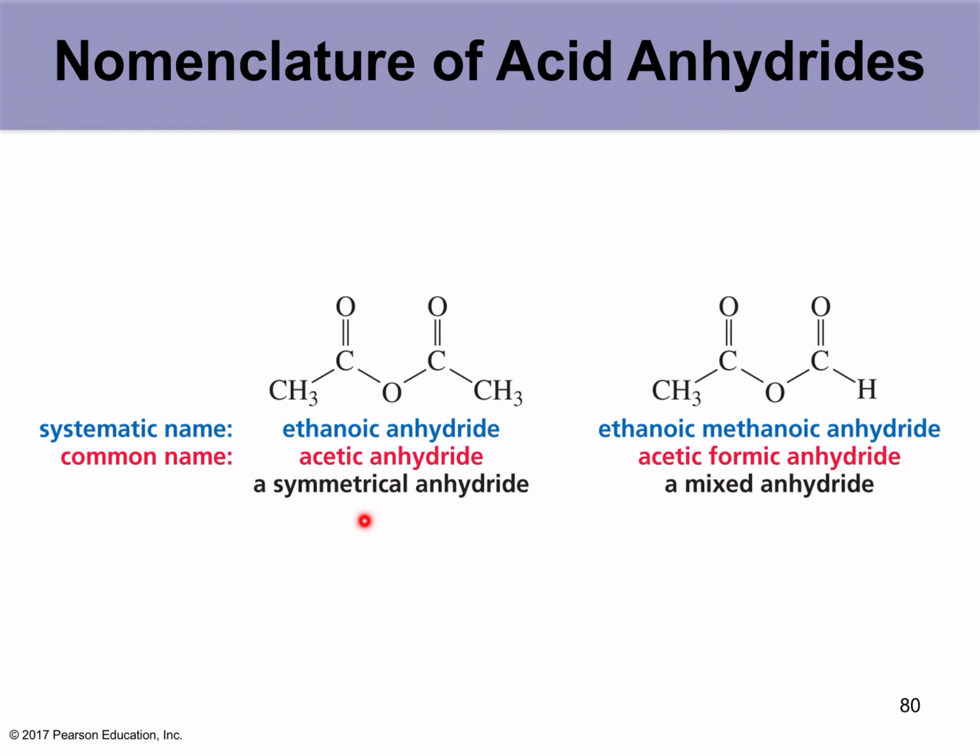And this one has a carbonyl group with 1 carbon, and this has 2 carbons, 1, 2. So this is ethanoic methanoic anhydride. Ethanoic comes from this side with the 2 carbons, methanoic comes from this carbon with 1 carbon. It goes by alphabetical order, so ethanoic methanoic anhydride, or acetic formic anhydride.